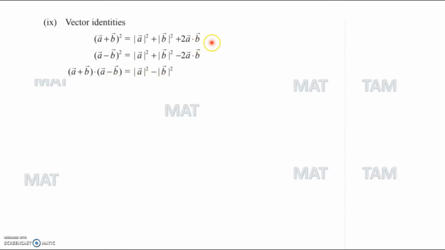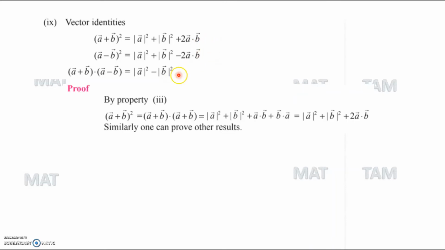Now let's see the illustration for the first case alone, and the rest you can derive in a very similar manner. By the property of 3, which we have done earlier, we can say that (a + b) squared is equal to (a + b) dot (a + b), which means, doing the distributive law, a squared plus b squared plus a dot b and b dot a. Further expanding this, you can rewrite it as magnitude of a squared plus magnitude of b squared plus 2 times a dot b, because they are commutative.